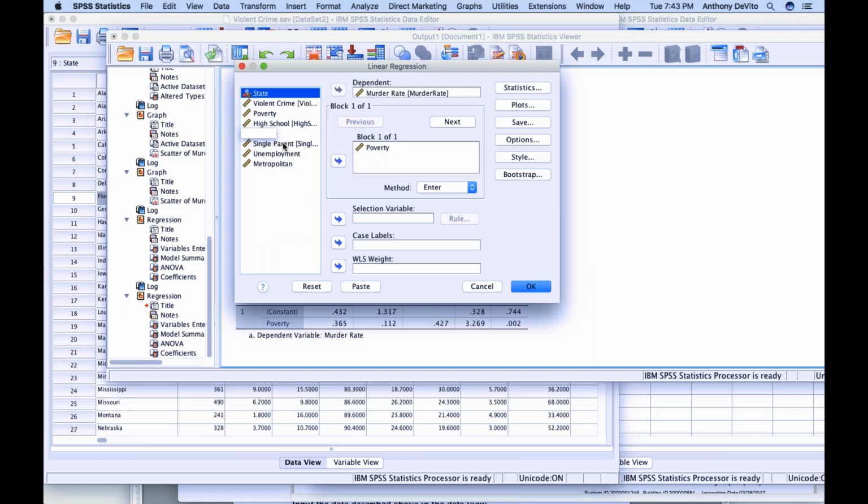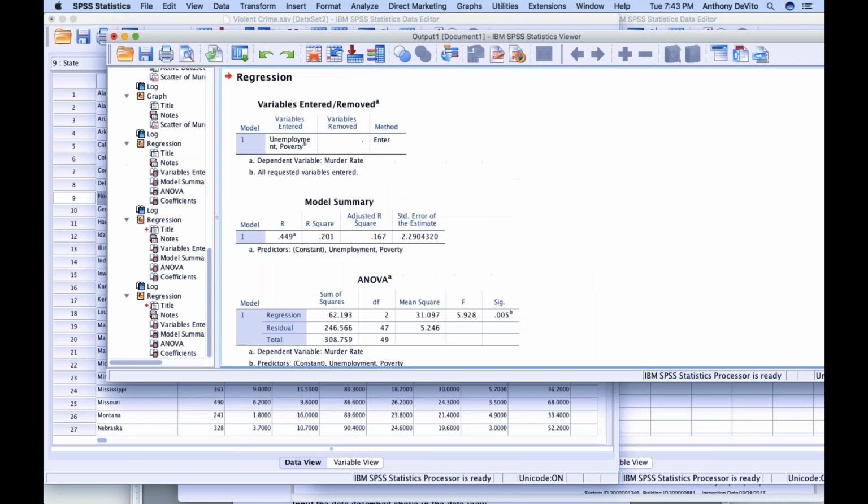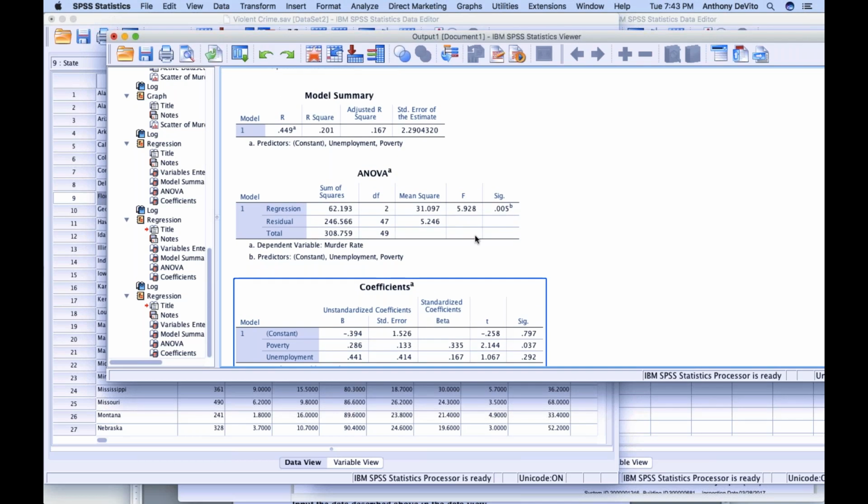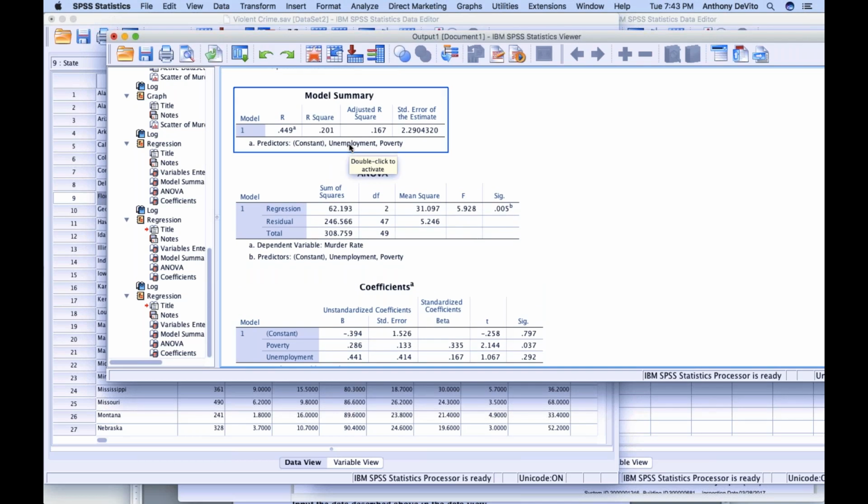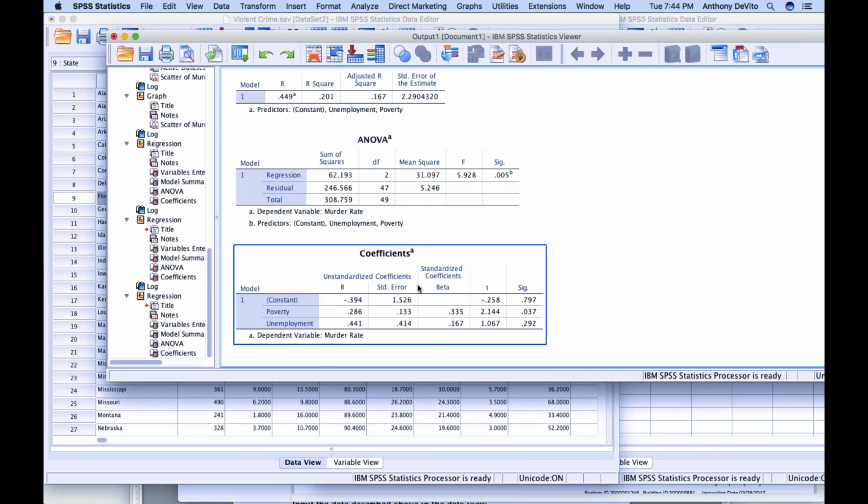Okay, we got poverty rate in there, and let's put the unemployment rate in there, and let's do this again. Okay, and now we have a number that's larger than both of them. In other words, by putting these two values together, we wind up with a formula. The formula is a little bit more complicated now, right? It's the poverty rate times 0.286 plus the unemployment rate times 0.441 plus this constant, and that new formula is more predictive.